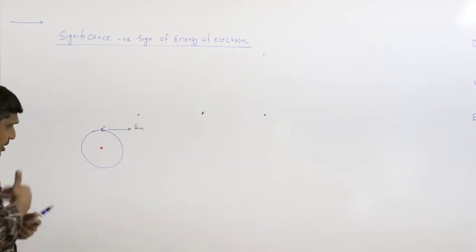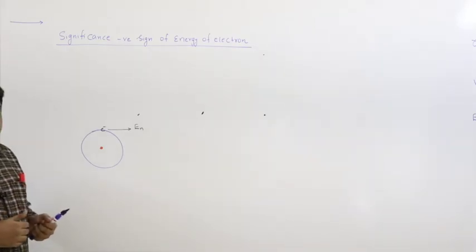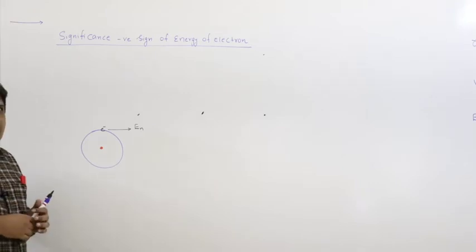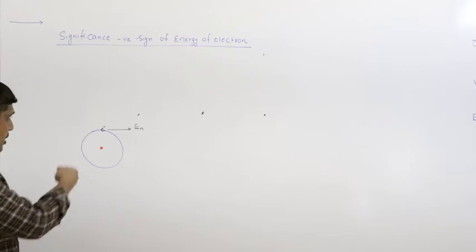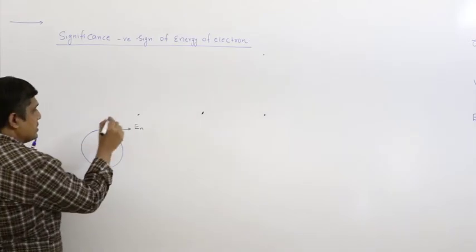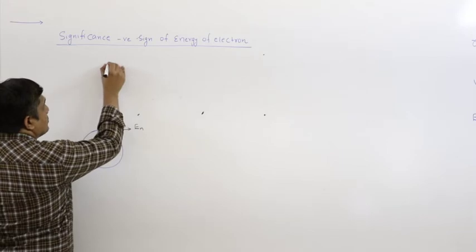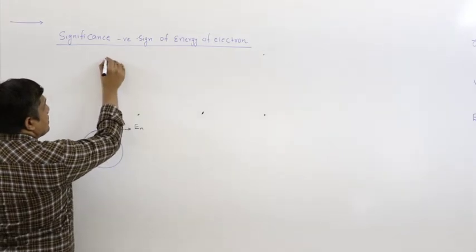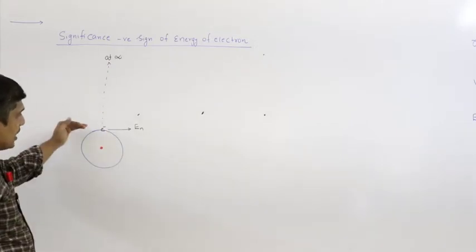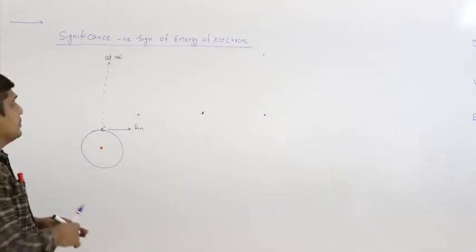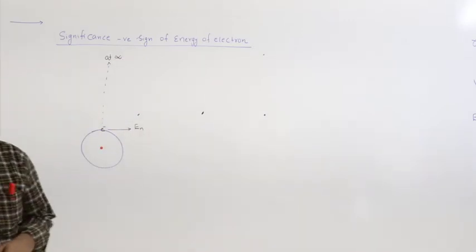Suppose I have supplied energy to the electron, enough energy so that it comes out of the atom, from the nth orbit to a place we call infinity. So what is the meaning of infinity here?